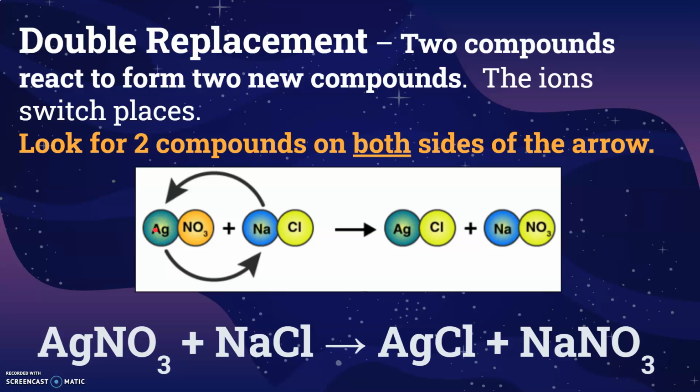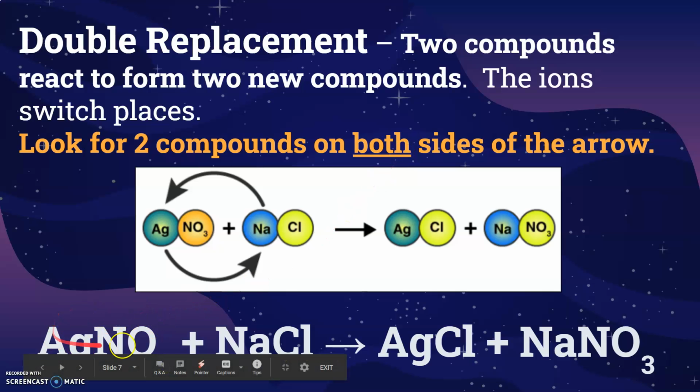You would not want Ag and Na together. They're two positively charged ions. They're like magnets. They're going to repel each other, so they're not going to go together. And so we want a plus with a minus. And so look for two compounds on both sides of the arrow.